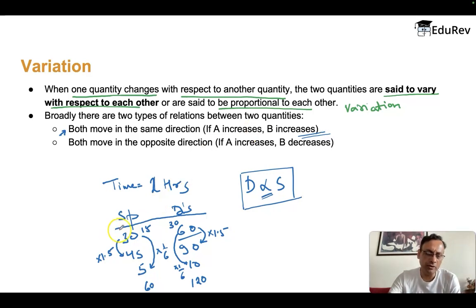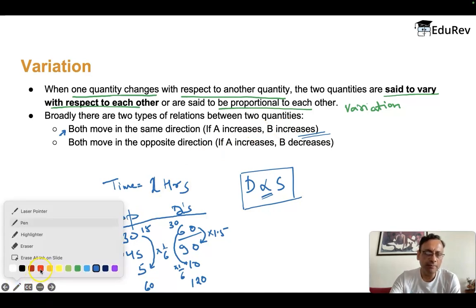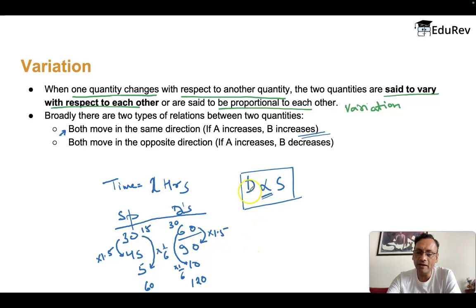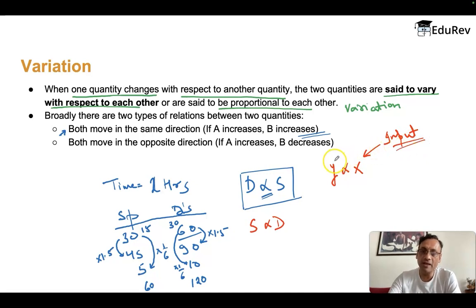Now, one thing is very important here conceptually to understand: what do I keep on the left and what do I keep on the right? Why have I written distance is proportional to speed and not speed is proportional to distance? Okay. The general convention, and understand this very carefully, is that y is proportional to x. That's how we write it, where x is the input variable. Input means you make a change in x, you control x, and y is the output variable, which means you don't control y, but y changes because of the change in x.